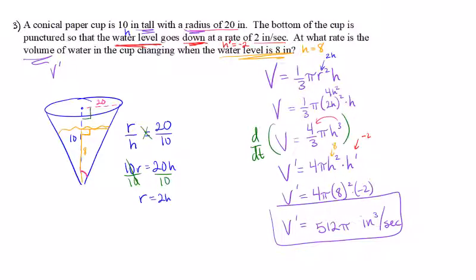And don't forget your negative, right? Like this time it's -2. So yeah, that was the whole point of this lesson, right? That we have decreasing rates, right? So if a cup is punctured and the water is leaking out, that means the volume of that water is decreasing, right? So don't forget that negative.